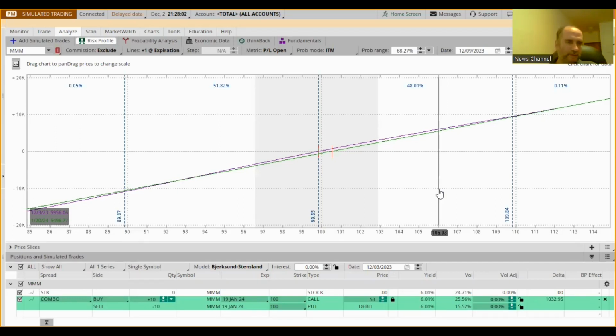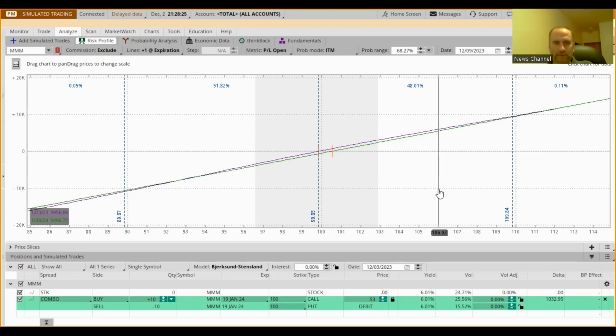Now, keep in mind, there's certain things you have to know. There's an unlimited amount of loss to zero, just like you would buy 100 shares. So it's the same thing. As it goes down below the strike, you're going to lose the same amount of money as you would by owning the shares itself.